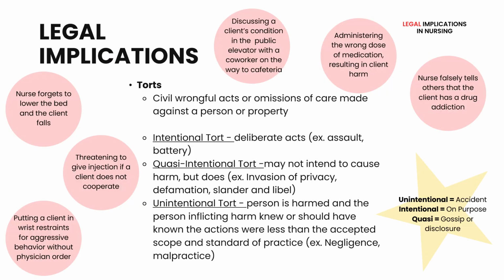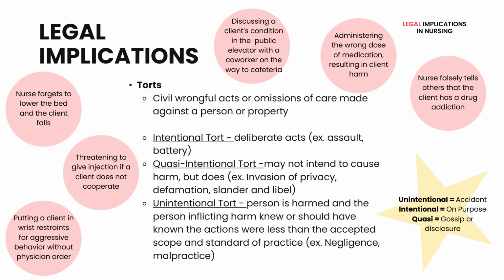So legal implications, we have what we call our torts. These are civil wrongful acts or omissions of care made against a person or property. So intentional tort, that is a deliberate act. You intentionally, deliberately know you're doing it. That's going to be assault and battery. You have quasi-intentional tort that may not intend to cause harm, but it does. So invasion of privacy, breaking HIPAA, defamation, slander.